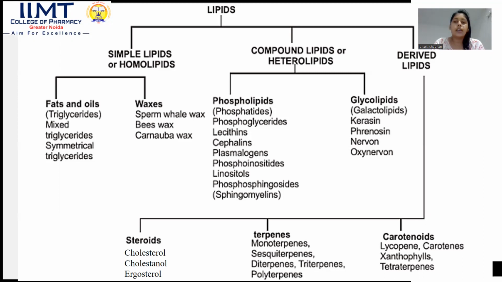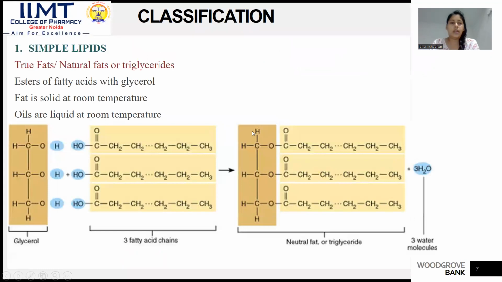Further, third classification is derived lipids. Derived lipids are lipids which are produced by hydrolysis of simple and compound lipids. The examples are steroids, terpenes, carotenoids, cholesterol, right? So this was the classification for lipids.